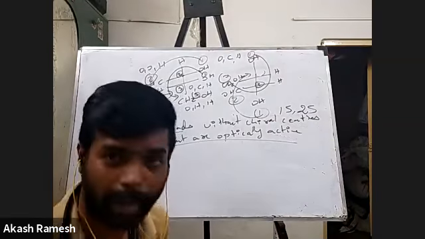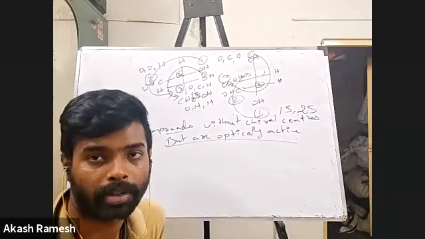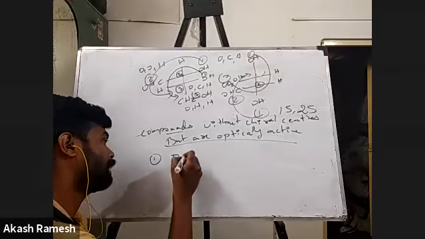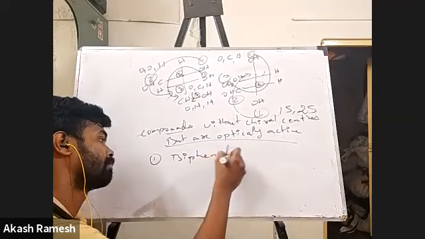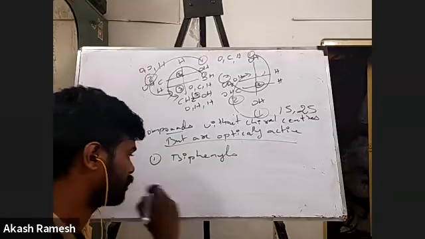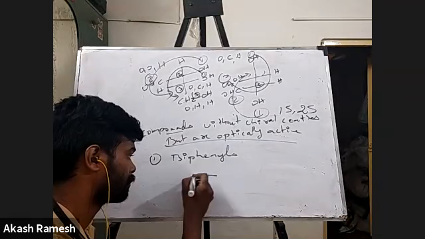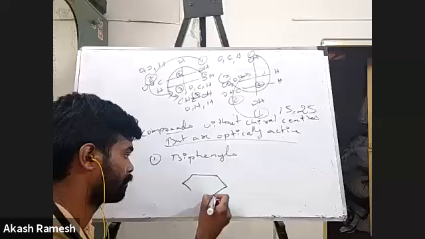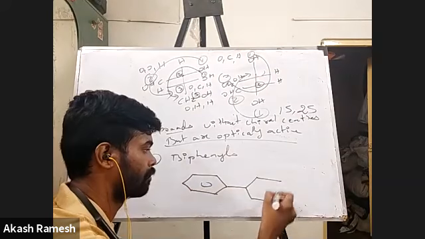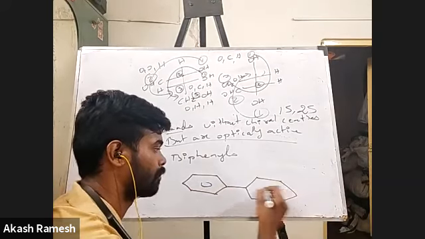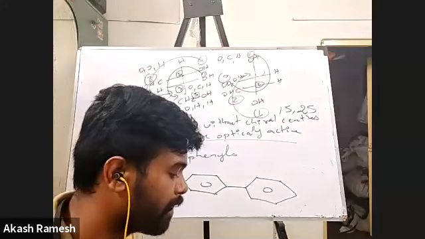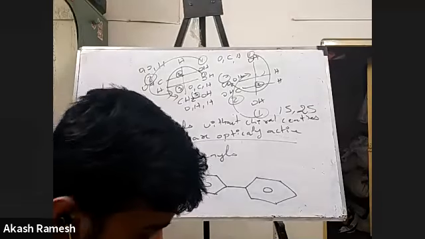Okay, so there are a few classes of compounds which can do this. The first one are what are called biphenyls. Biphenyls are compounds like this. So these kinds of compounds are biphenyls, but again, not all biphenyls are optically active. There are going to be certain conditions.